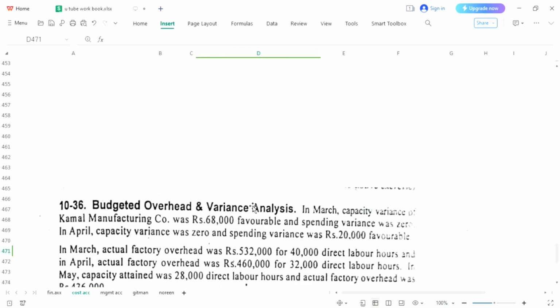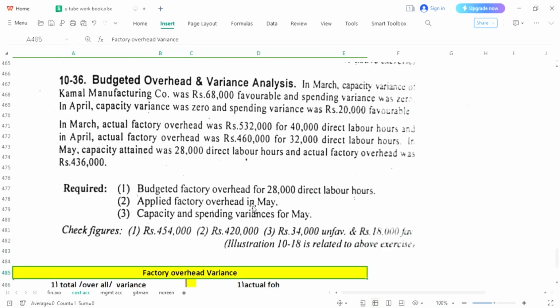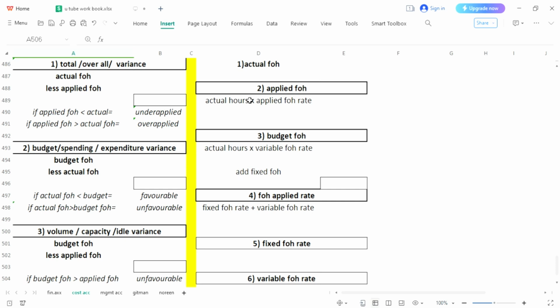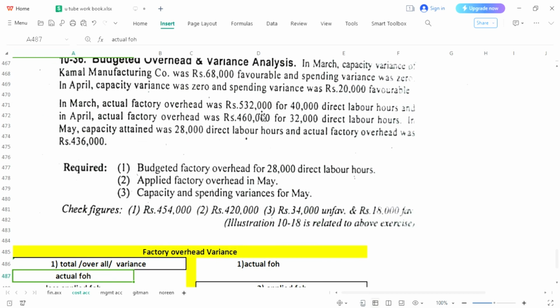Since I have seen the question, there is a twist for the calculation of rates. Now you can see the question is not a lengthy one. You can see it's not a lengthy question, but as usual you will have to search for the required elements. Ultimately what you will be doing, you need actual FOH, applied FOH and budget FOH, and these three supporting statements would be used to calculate the variance. It is as simple as this thing. But here you will read the question carefully.